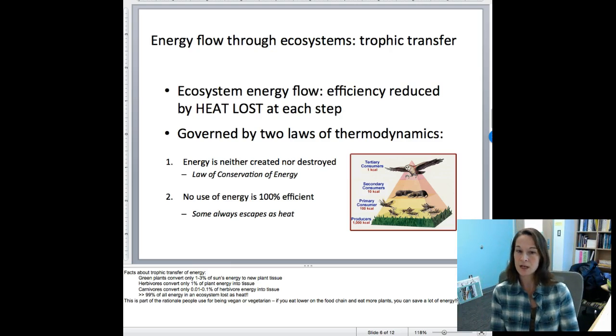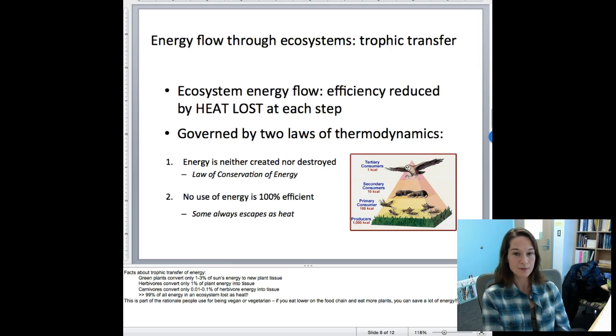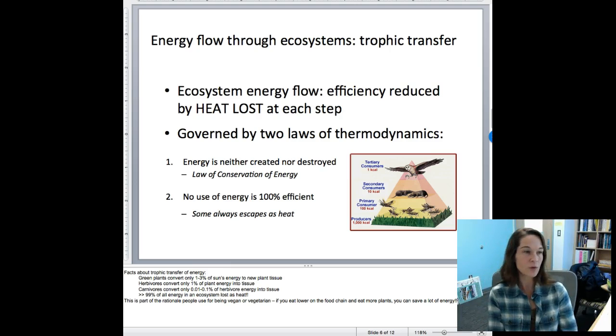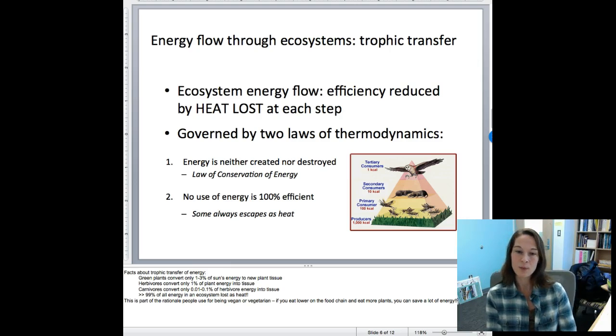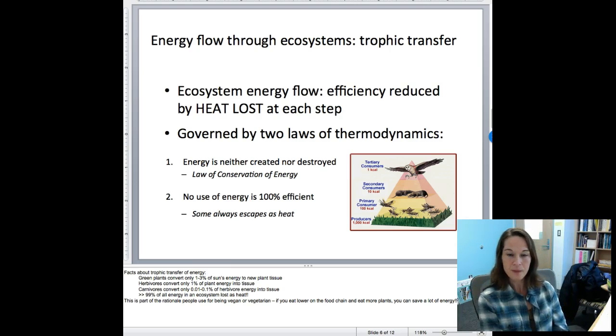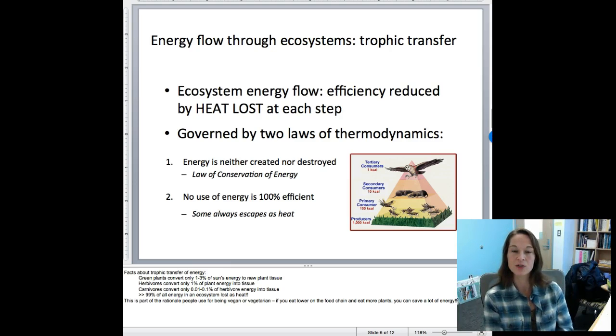The first law is that energy is neither created nor destroyed, so that's the law of conservation of energy. So in our whole global universe, the energy level at one point in time is the same as the energy level at any other point in time. That might give you the idea that energy is cycled in our environment. That is not true because no use of energy is ever 100% efficient.